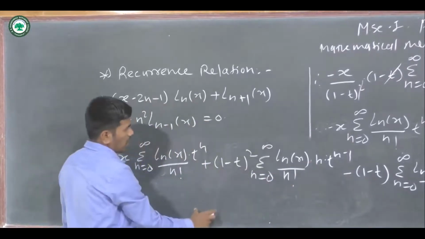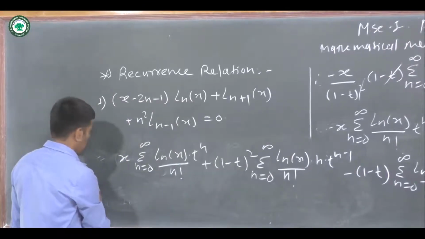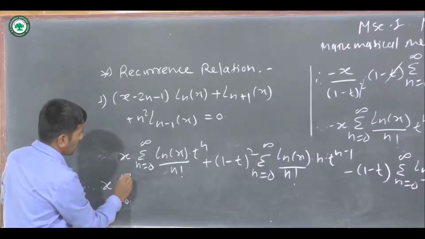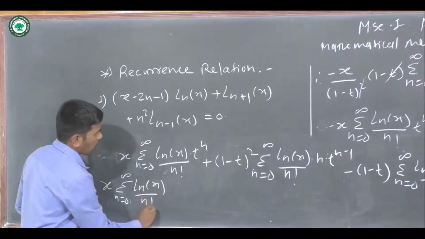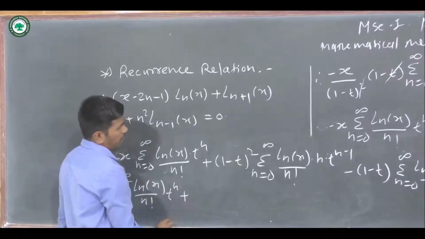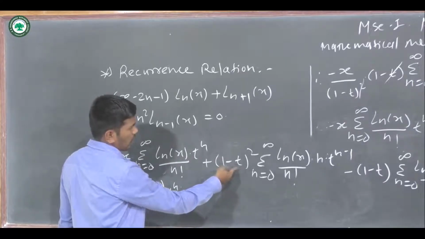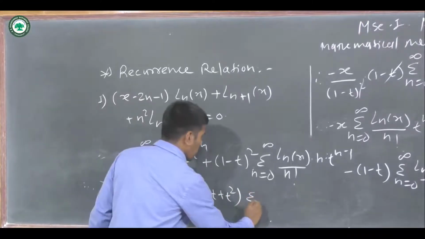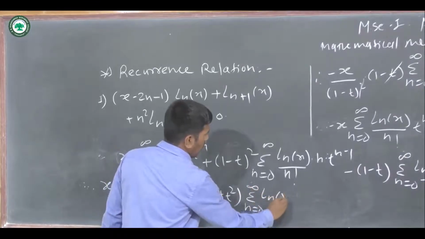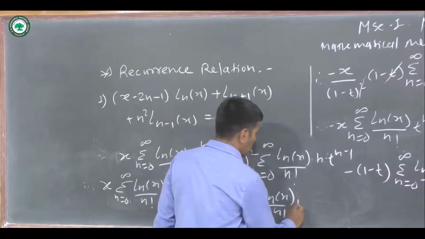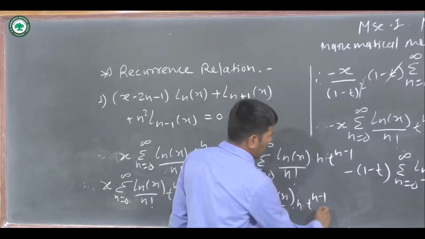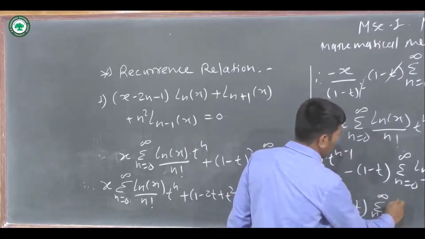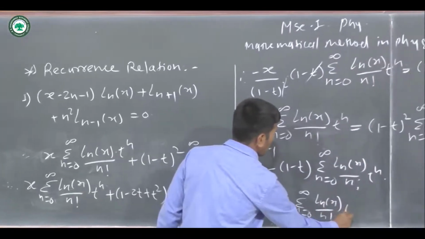So before that, let me open this bracket. If I open this bracket, it is x into the summation n is equal to 0 to infinity of L_n(x)/n! into t^n, plus (1 - 2t + t^2) into the summation n is equal to 0 to infinity of L_n(x)/n! into n into t^(n-1), minus (1 - t) into the summation n is equal to 0 to infinity of L_n(x)/n! into t^n.